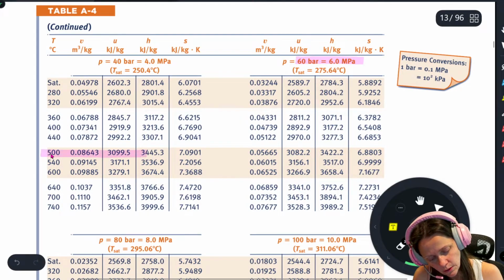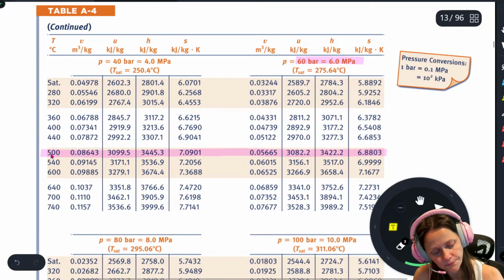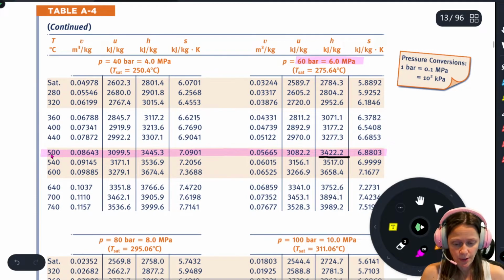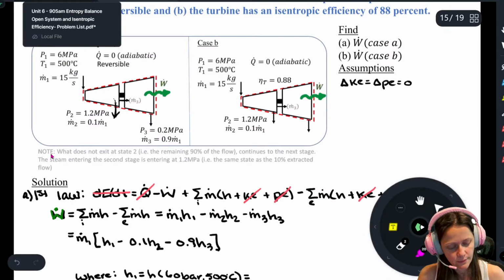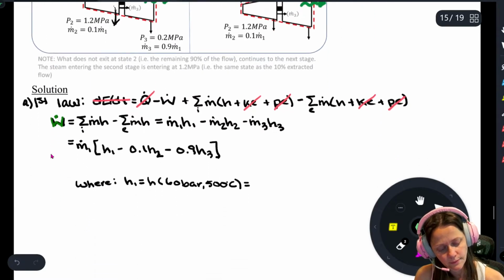So all along this line right here, 3422.2 is our enthalpy. And this is kilojoules per kilogram.